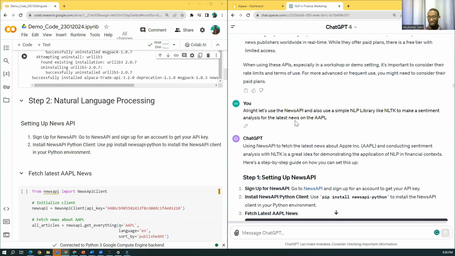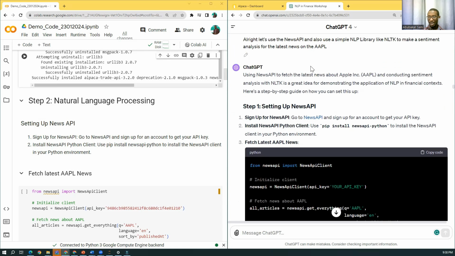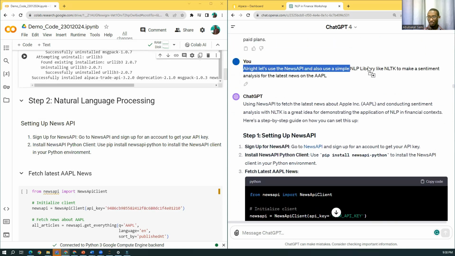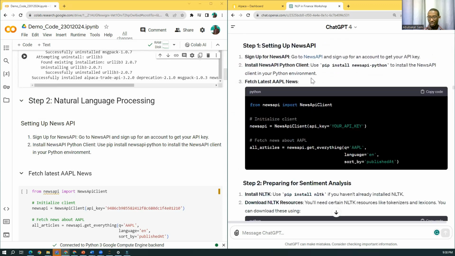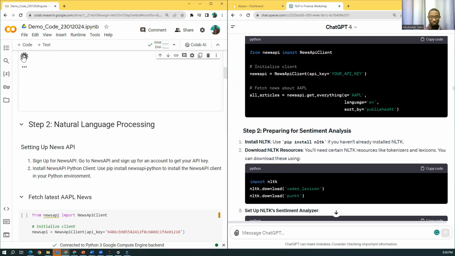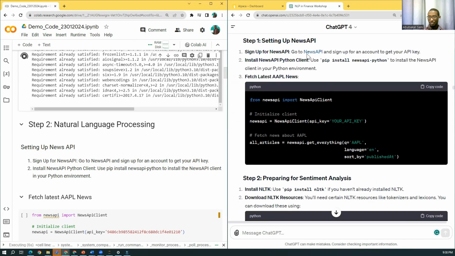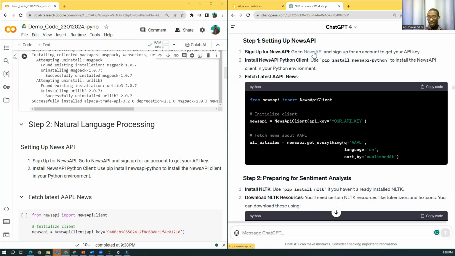That's where I started. I said I want to use News API to build a simple sentiment analysis and what have you. So that's what I did, and it gave me this code. It told me to get an API key, and even told me the steps. The first step is to sign up for News API. Go to News API and sign up for an account. So you register, and you will get an API key.